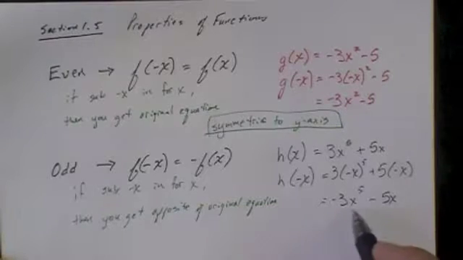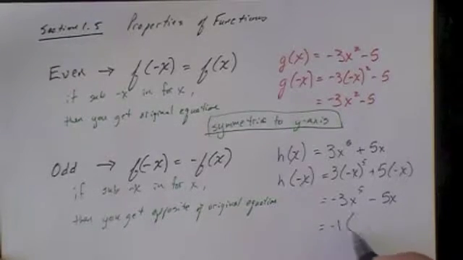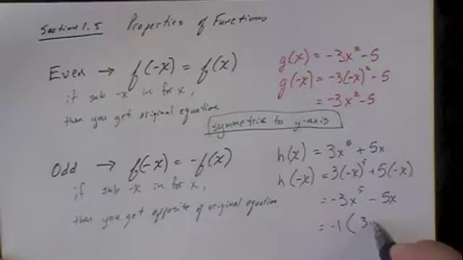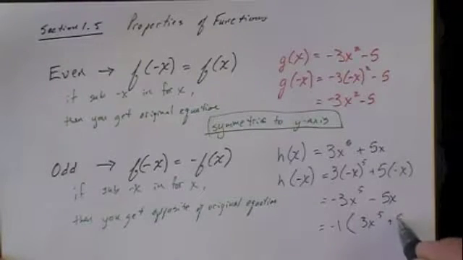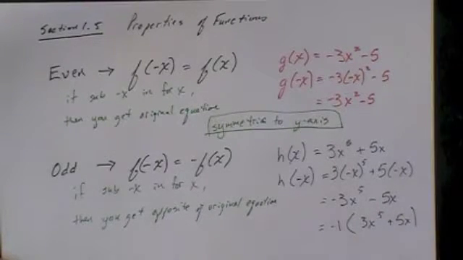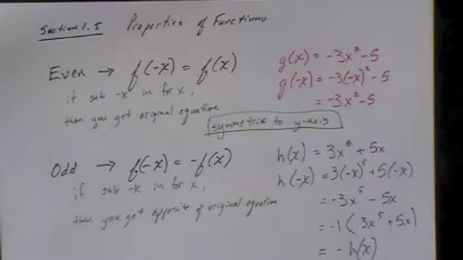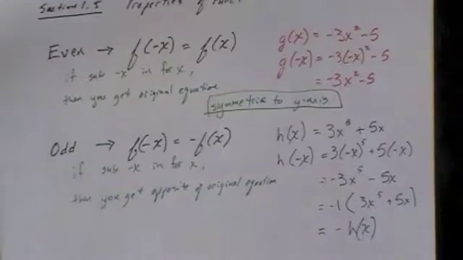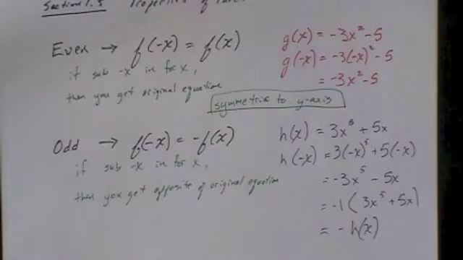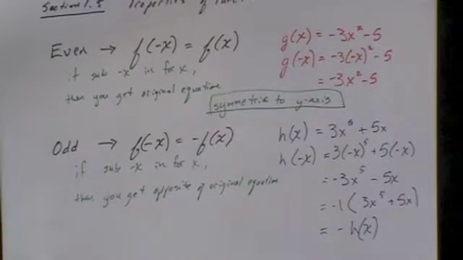So this is, if we factor out a negative 1 times 3x to the fifth plus 5x, that would be the opposite of our original equation. So that would be equal to the opposite of h of x. Also, when we look at an odd function, we have symmetry to the origin.